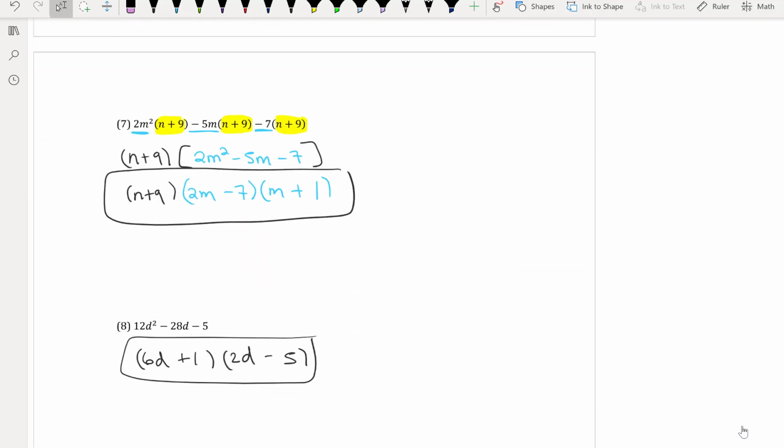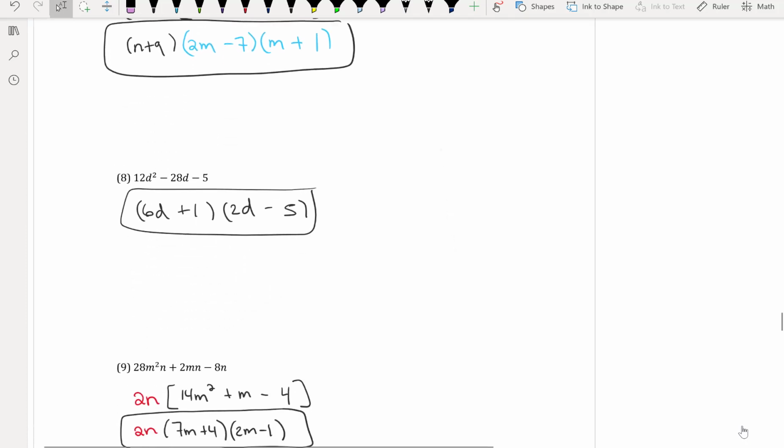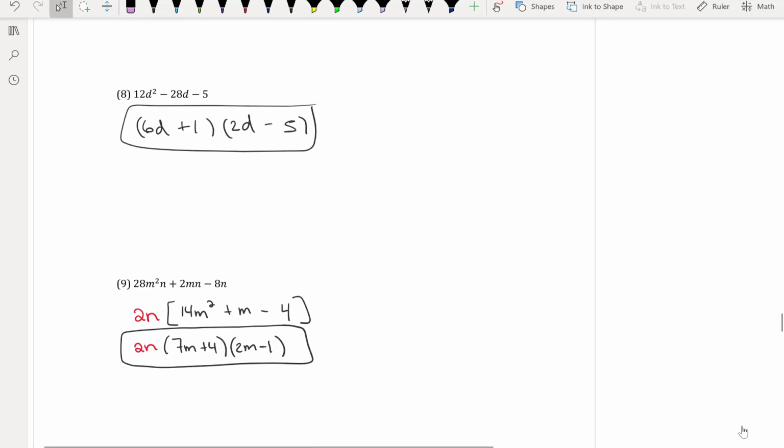I have n plus 9 as a common binomial factor, so I factored that out. So what was left over was that 2m squared minus 5m minus 7. And that can be factored further. So I factored that 2m squared minus 5m minus 7 into 2m minus 7 times m plus 1. And I still had the n plus 9 on the outside. And then the second to last one, number 8, I factored that as well.